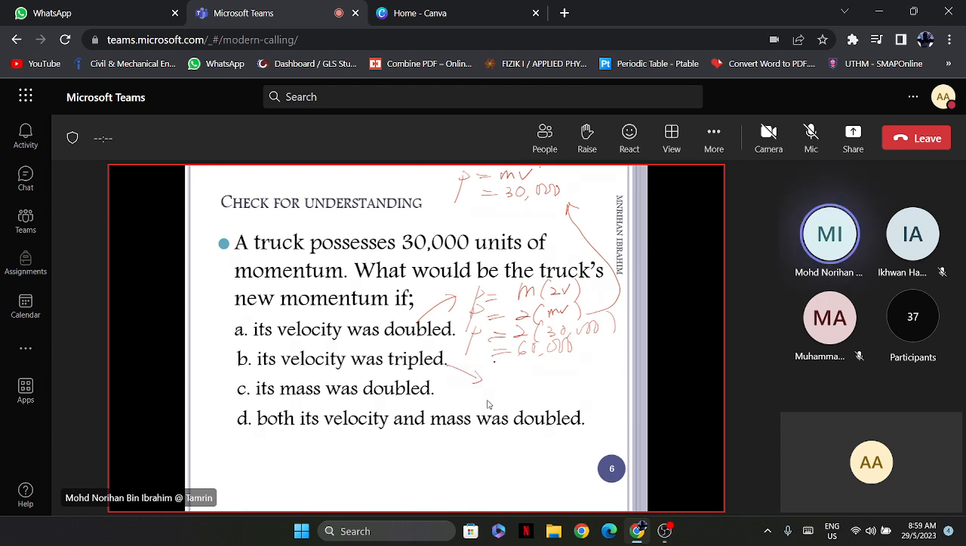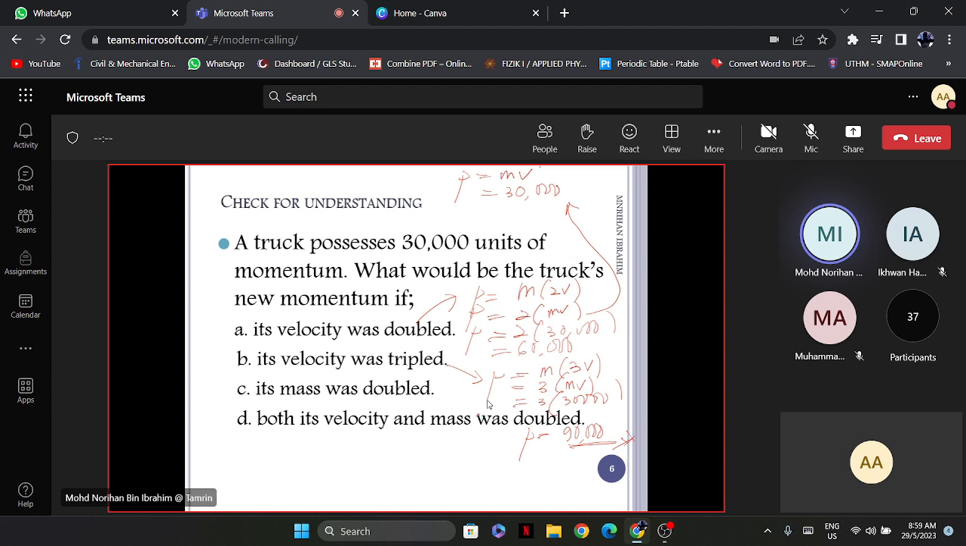B, its velocity was tripled. So that means p is equal to m times 3v. Tripled, right? v plus v plus v, 3 times. Or we can rearrange this equation as 3 multiplied by mv. So that is equal to 3 multiplied by 30,000. So you get p is equal to 90,000 units.